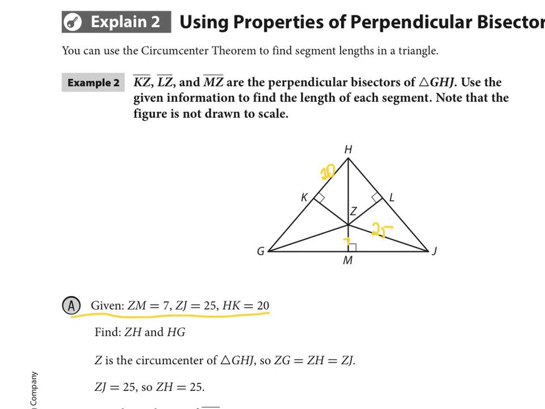And we're going to find the length of each segment. So since ZJ equals 25, I know that GZ equals 25, and HZ also equals 25, okay? So, because Z is the circumcenter, okay? All right, so it wants us to find ZH, what we did, and HG. And so that one is done.